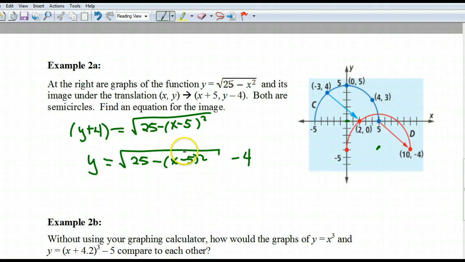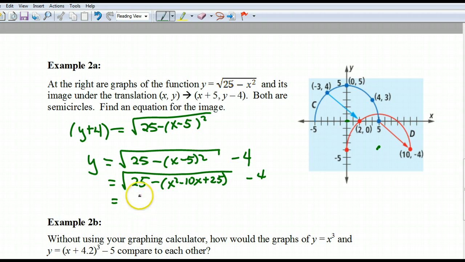FOIL this out. Okay? So when you FOIL it out, it's x minus 5 times x minus 5. You're going to end up with 25 minus x squared minus 10x plus 25. And then if you simplify that, you end up with negative x squared plus 10x, and I don't really need that long of a line here. Let me redo that. Minus 4. The 25s cancel out. Okay?